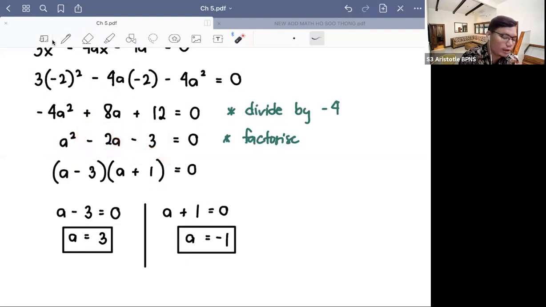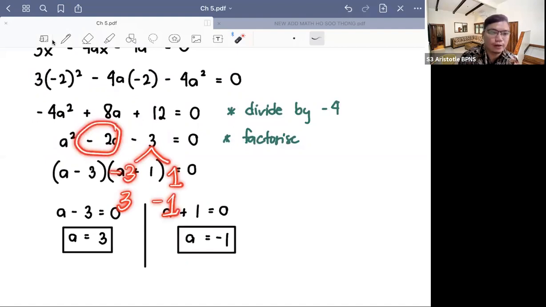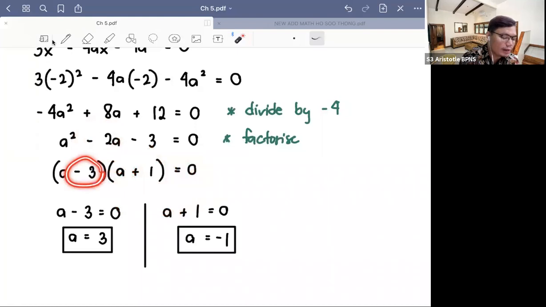Okay, so again, the factors of 3 are negative 3, positive 1, and 3, negative 1. But which pair will give you a negative 2 when you add them up? Obviously it is this pair, right? So that's why this is a minus 3, a plus 1. The a came from here, so a and a. So here is the factored form of the expression.